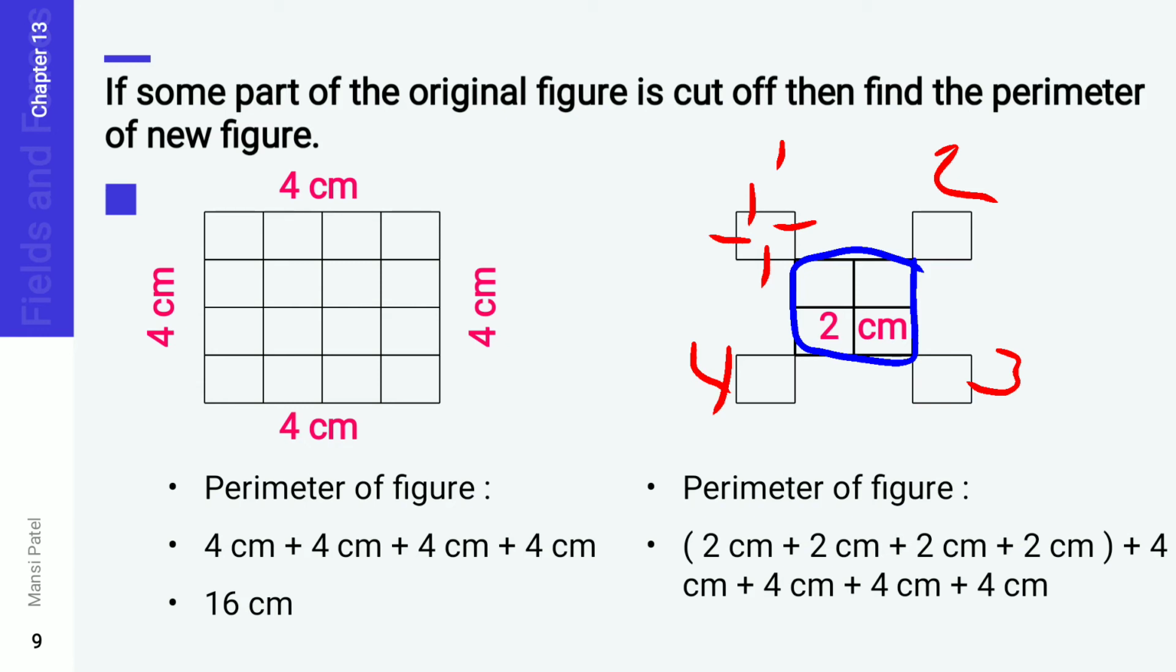Now do the addition of all this. 2 plus 2, 4, 4 plus 2, 6, 6 plus 2, 8, and then 8 centimeter plus 16 centimeter is equal to 24 centimeter.